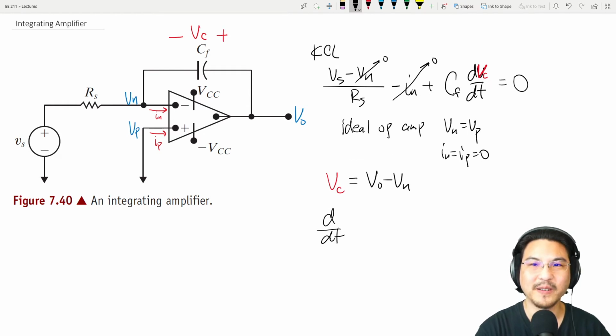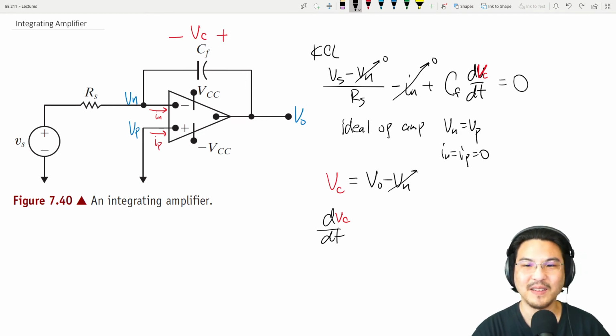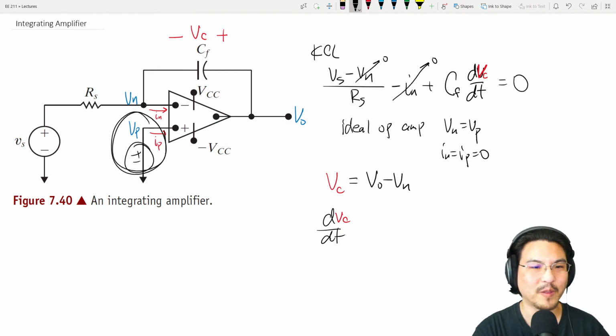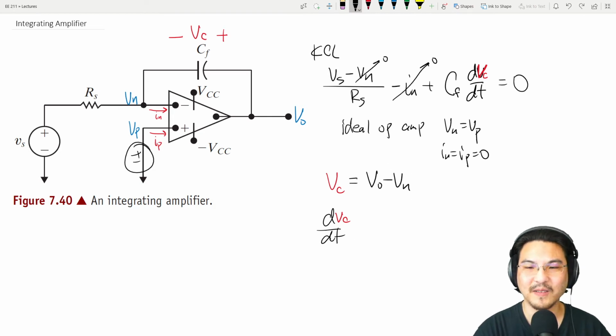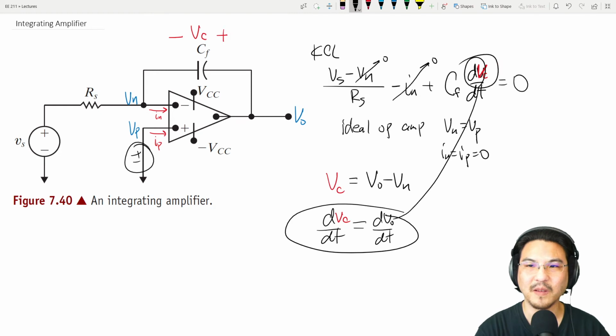d by dt of the voltage across the capacitor is, for this particular example, this was 0. Even if it were not 0, like say we put a source over here that's constant, then this would be constant, so the Vn would be constant, and then if you take a time derivative of a constant, it would still be 0. Okay, so this would be 0. Okay, so then this can go here.